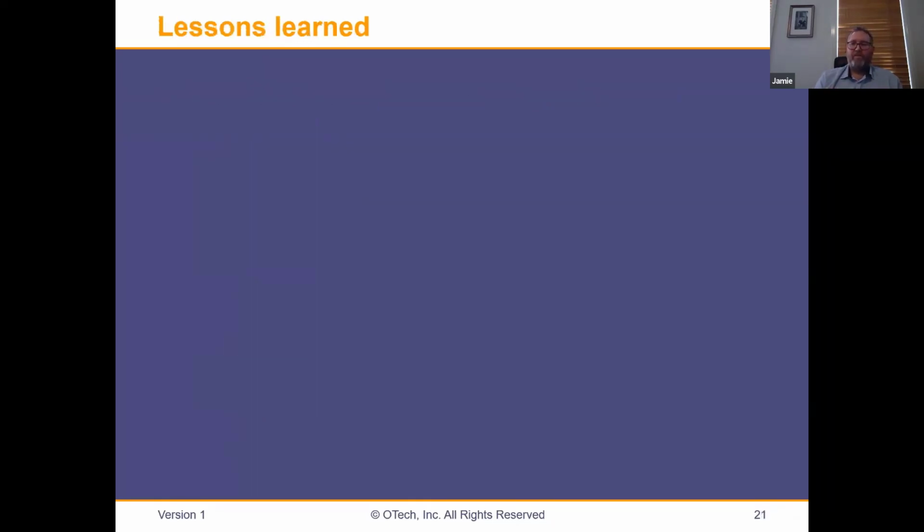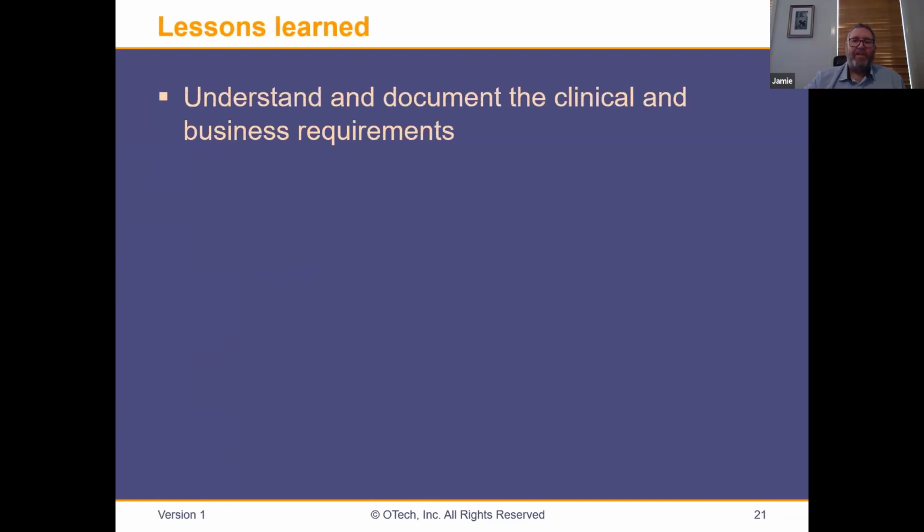Just moving on to the lessons learned. What we were looking at is understand and document what the clinical and business requirement is, and I'm just going to focus on that clinical requirement as well. The reason that I say that is the clinical requirements of access to medical imaging is really rapid. It is really a rapid turnaround. So when you start to do your assessment, make sure you understand what the clinical limitation can look like.